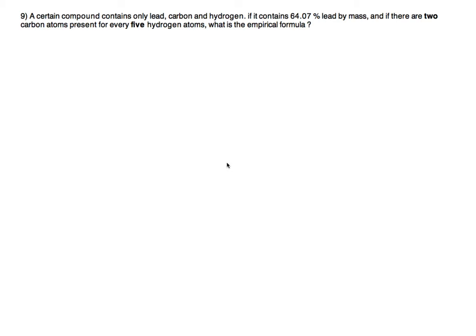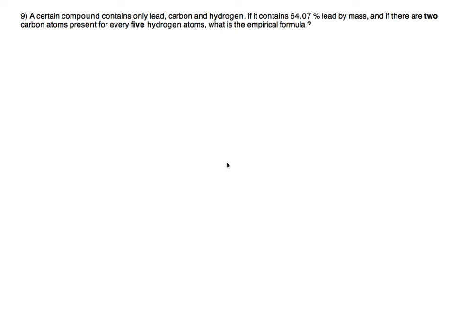A certain compound contains lead, carbon, and hydrogen. If it only contains 64.07% lead by mass, and if there are 2 carbon atoms present for every 5 hydrogen atoms, what's the empirical formula?